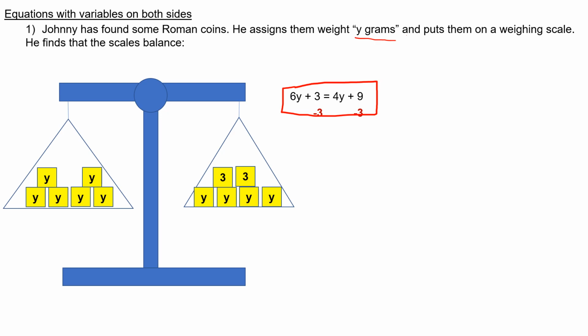Firstly, he's going to subtract 3 from both sides of the equation. Notice that this is the same as removing 3 grams from each side. This will leave you with 6y is equal to 4y plus 6. Next, he's going to subtract 4y from both sides. This is the same as taking 4 coins off each side of the scale.